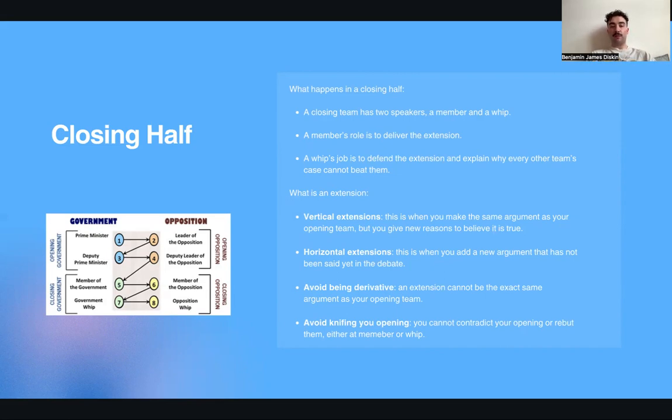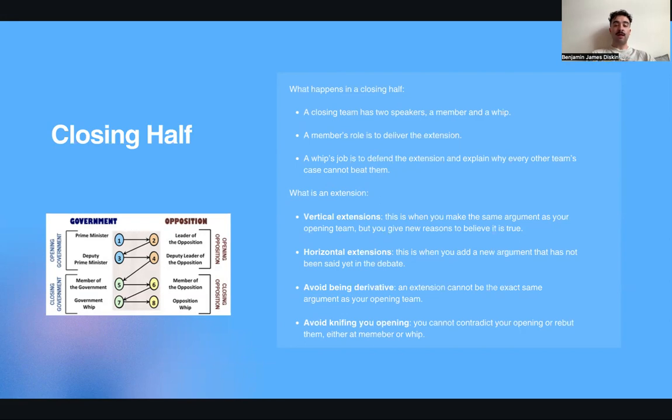So if opening government on the debate "we should ban zoos" says that zoos are really evil and immoral, for example, we think that you should let animals roam free. If closing government got up and said, we should let animals roam free and we think it's immoral to have them constrained, that would be a derivative argument because closing government has not added anything new to that, and it is fundamentally the same argument. And derivative arguments are heavily penalized in BP debating.